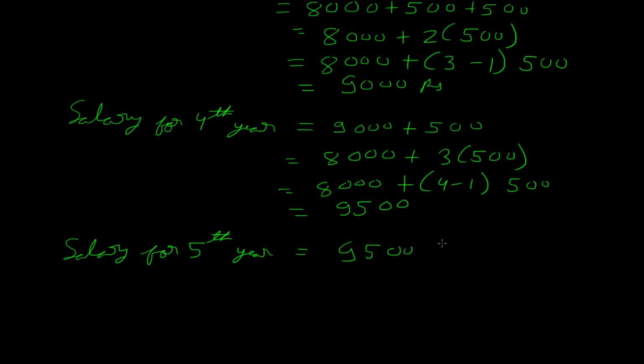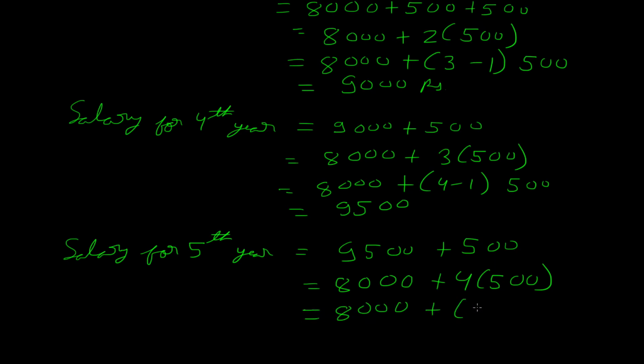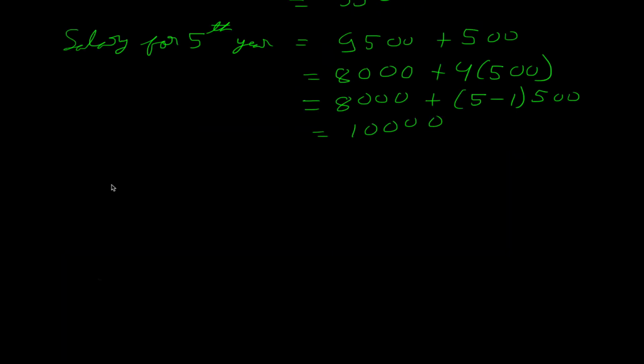If we continue, the salary for the fifth year will be the 9,500 salary in the fourth year plus 500, or we could write this as 8,000 plus 4 times 500. By the end of the fifth year, we would have received the increment 4 times. Or we could also write this as 8,000 plus (5 minus 1) times 500, which will be equal to 10,000.